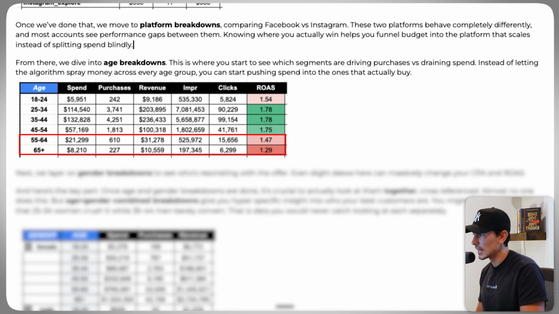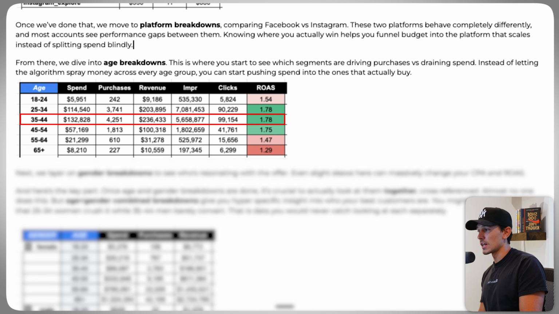This is about a 90-day look back here, and you can very clearly see that the 55 to 64 is only getting $21,000 in spend, where the 35 to 44 is getting $132,000 in spend. Therefore, we're maximizing out on the best return on ad spends possible.